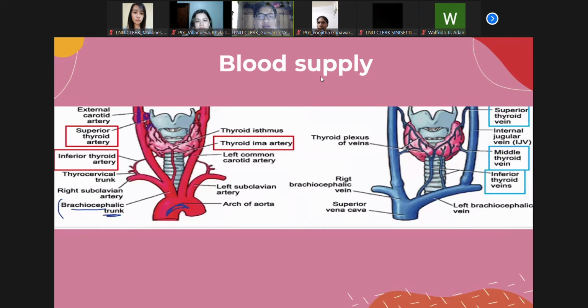Now, around 10% of the population has an extra artery in the thyroid, which is your thyroid ima artery that arises from the brachiocephalic trunk and supplies the anterior surface and isthmus of the thyroid gland. Your venous drainage is carried by the superior, middle, and inferior thyroid veins, which form a venous plexus around the thyroid gland. The superior and middle veins drain into the internal jugular vein, and the inferior empties into the brachiocephalic vein. Next slide.